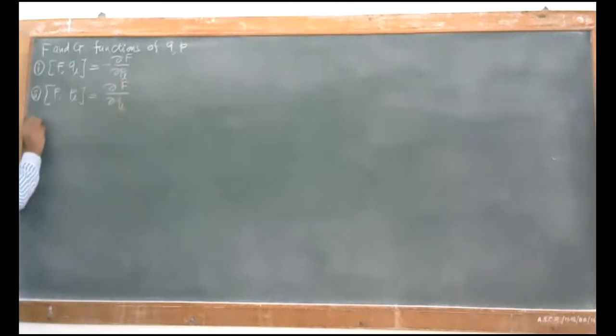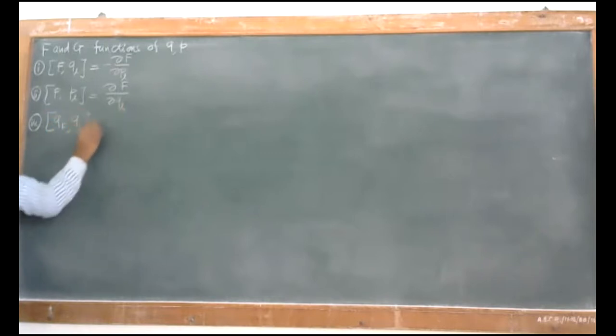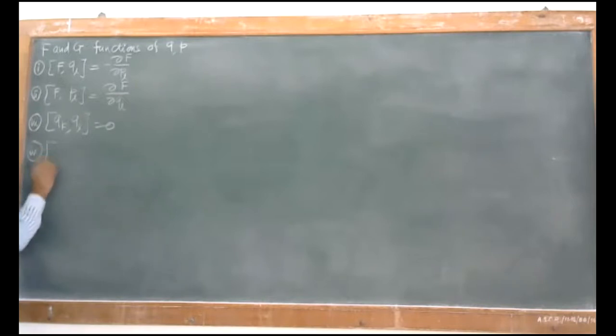Now the third is like this, the Poisson bracket of QK, QL, that is equal to 0, that we have already proved. And the fourth one, that is the Poisson bracket of PK, QL, that is equal to minus delta KL.